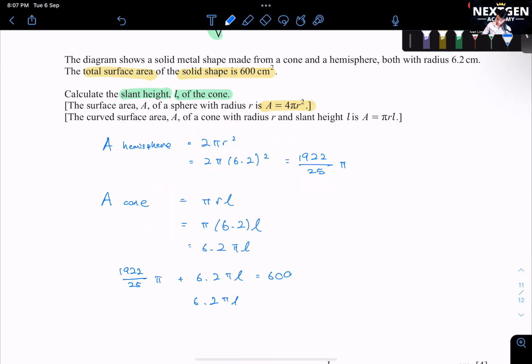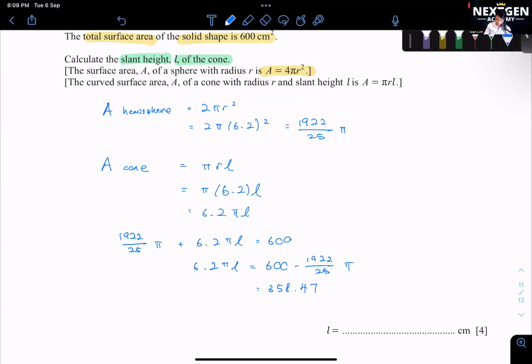You could just go and solve this. So 600 minus 1922 over 25 pi. Just type it with your calculator. You get 358.47. Then you divide it by 6.2 pi, and your l should be 18.4. So here is 18.4 cm. This is a 4-mark question.